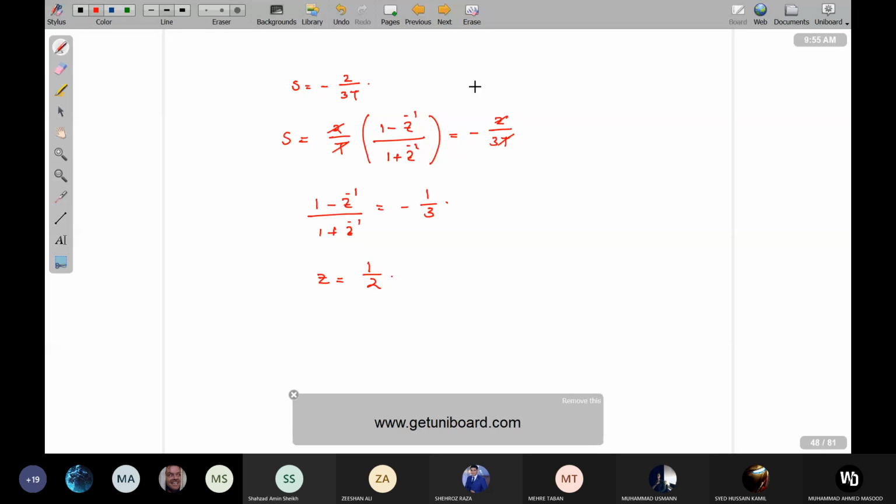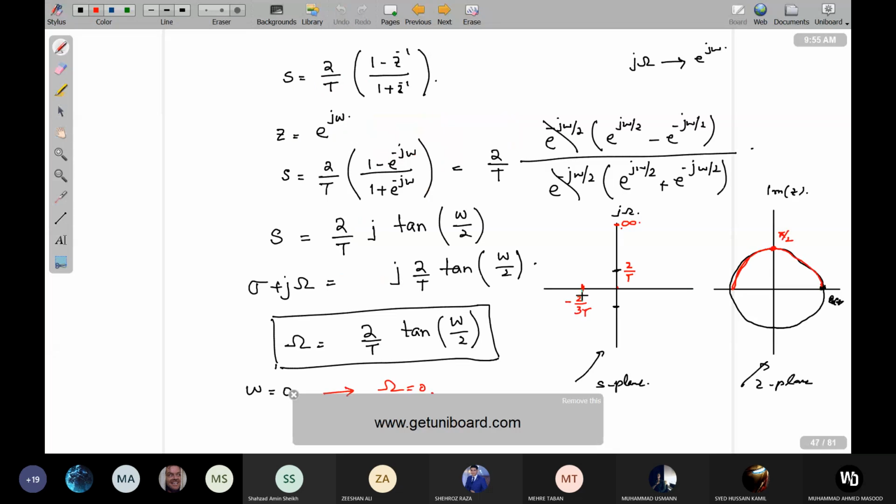So what is happening? If my pole was placed here, that pole will be transformed to this location. Stability and causality in the S-plane require the pole to be on the left hand side. So that was on the left hand side, and it is moving to z equal to 1/2 inside the unit circle, which is an indication in the discrete domain that my system is stable and causal. Questions, please.